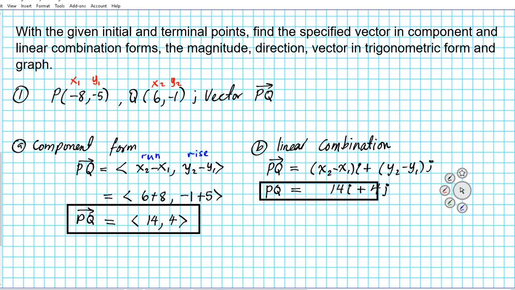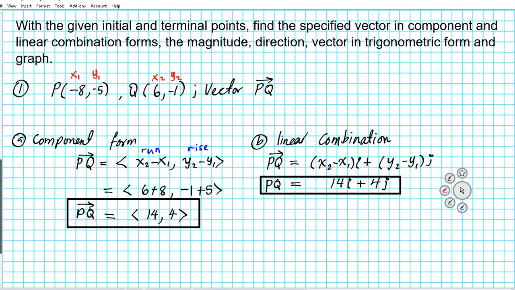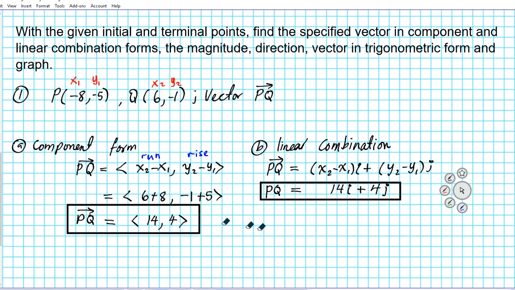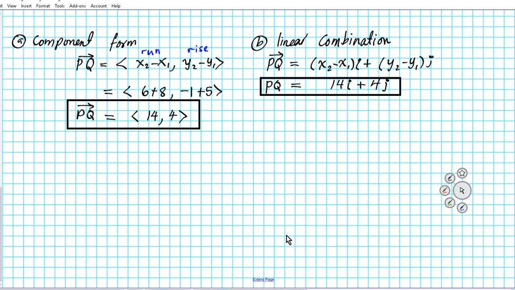All right, so what we're going to go ahead and find next is the magnitude of the vector. The magnitude of the vector can be computed by using the Pythagorean theorem or the distance formula. They are basically the same thing. So to find the magnitude of the vector, the magnitude of PQ, the notation first of all is written using a double absolute value bar.